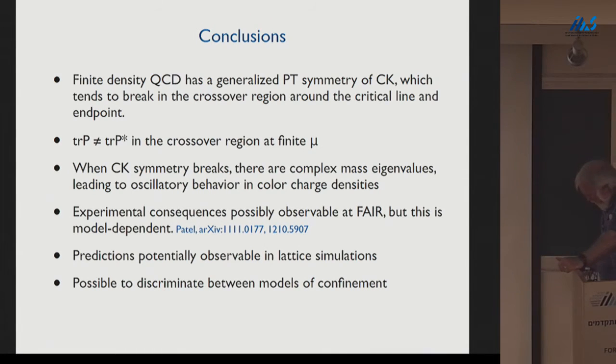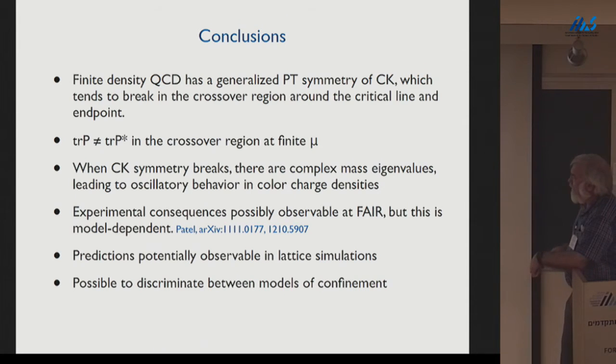So what we've seen is that finite density QCD has a generalized PT symmetry. It's CK. It tends to break in the crossover region, which is where the interesting physics happens, around the critical line and the critical endpoint. In that crossover region at finite chemical potential, trace P is different from trace P dagger, as it should be.